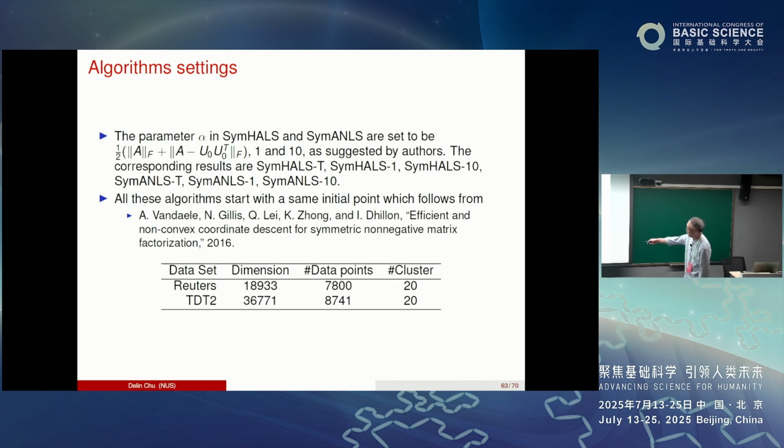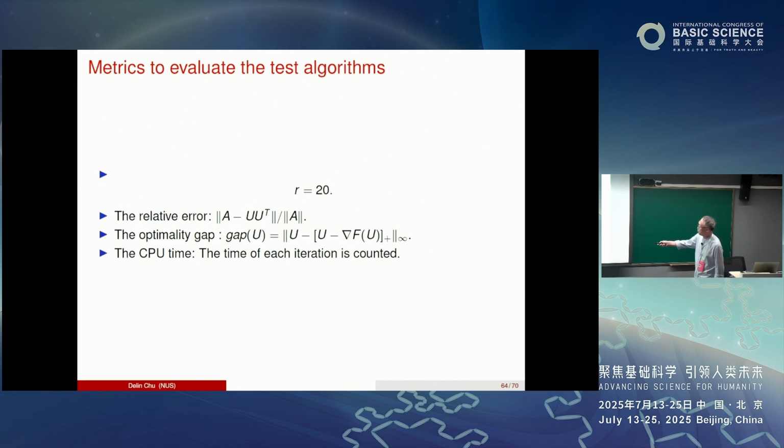Now we consider two data sets. Of course, in our paper, you can find many different results for different data sets. Also, the parameters for the methods we compare are from the authors of the methods. We just consider low rank R equal to 20. We measure the relative error, the optimal gap, and the CPU time.